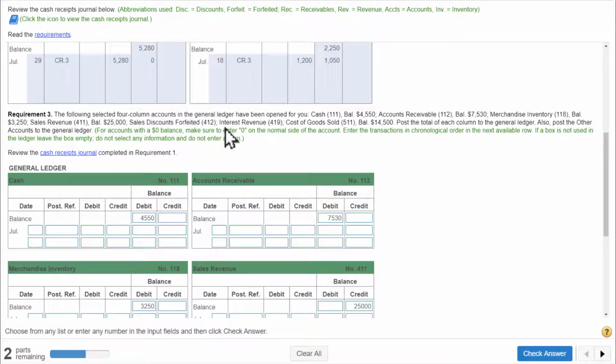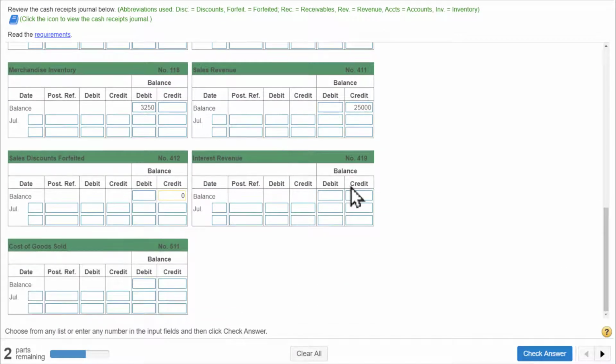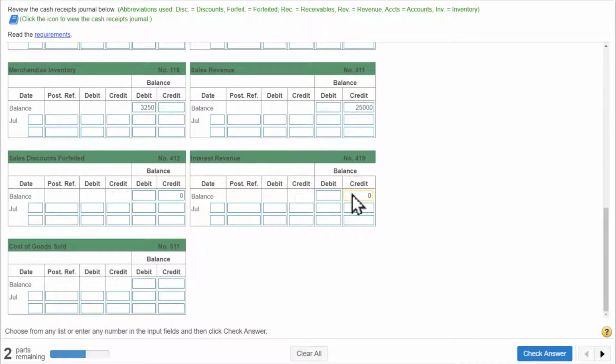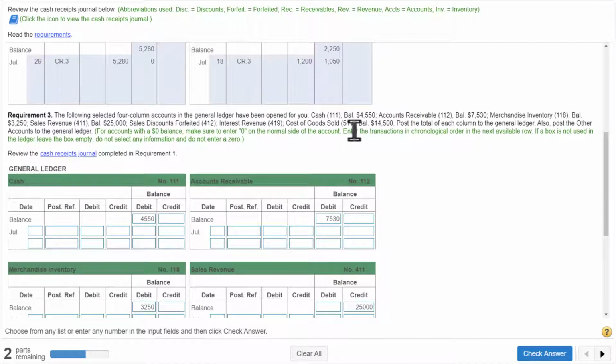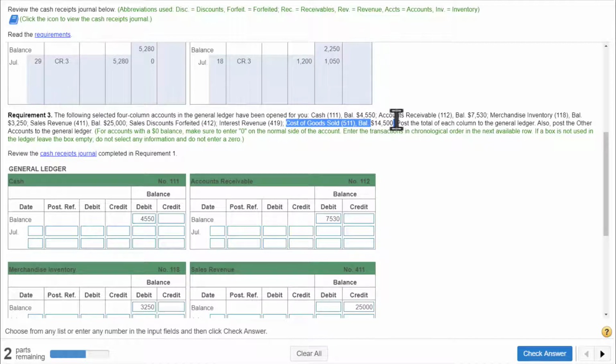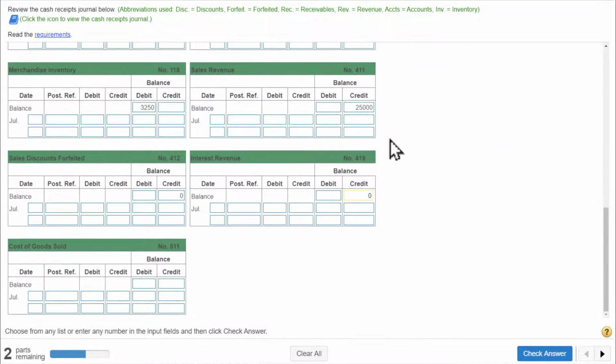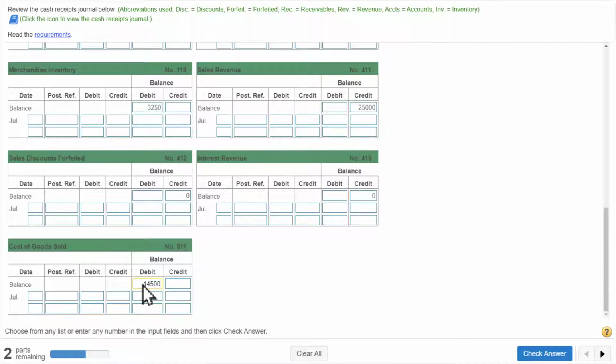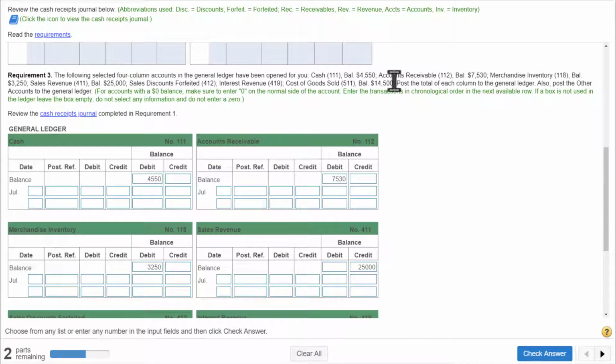Scroll back up here, interest revenue. Notice that it doesn't give us a dollar amount, so that means 0. Interest revenue, I have to put on the plus side. Revenue plus side is on the right. COGS, which is an expense, the plus side is on the left, so $14,500 on the left. Yep. So that's it for the totals.